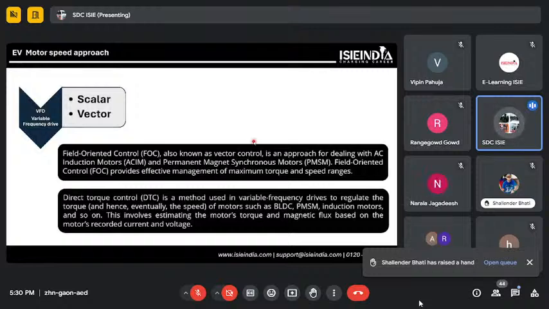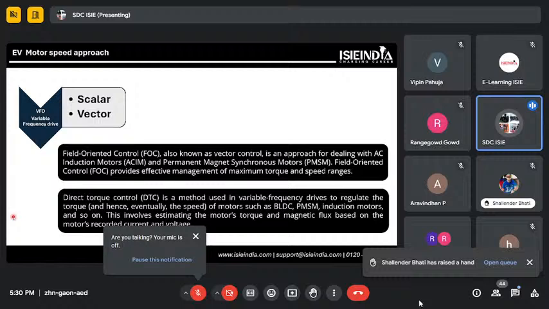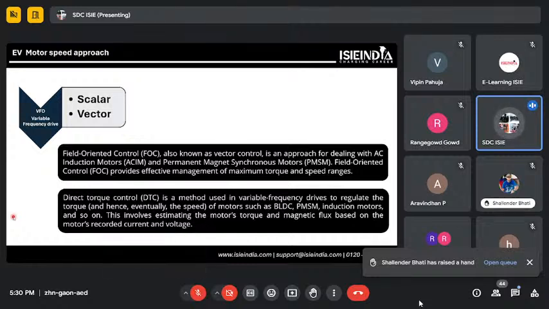Now coming to one of the EV motor speed control approaches. In EV motor speed control approaches, we have AC induction motors and BLDC motors. The broad approaches we use are vector-quantity variable frequency drives, where FOC techniques are there, field oriented control, and DTC, direct torque control, right?